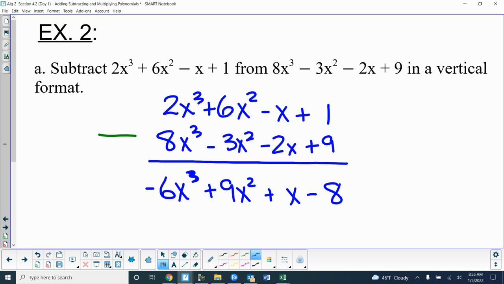That's doing it vertically. If you like that, go ahead and do it that way. Again, I don't care which way you do it. And even if it tells you to do it vertically or tells you to do it horizontal, you can do whichever you're best at, okay?